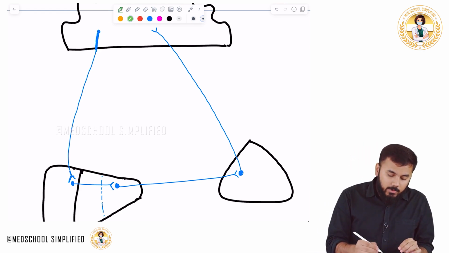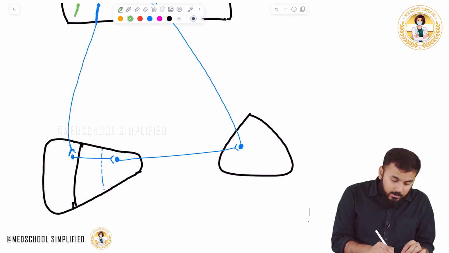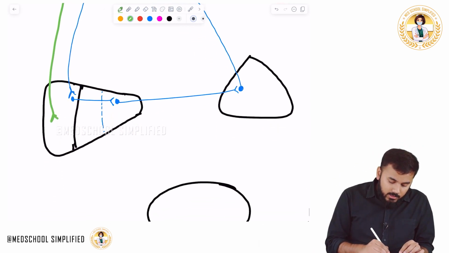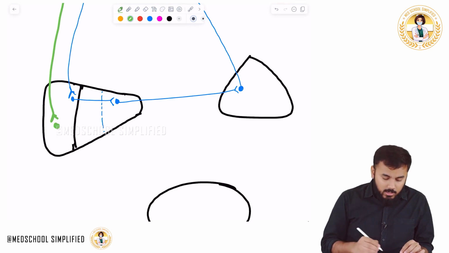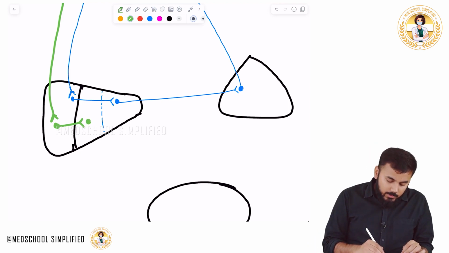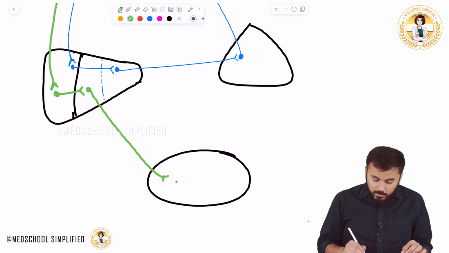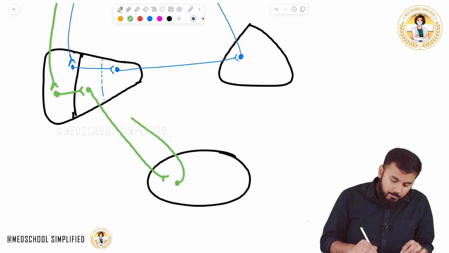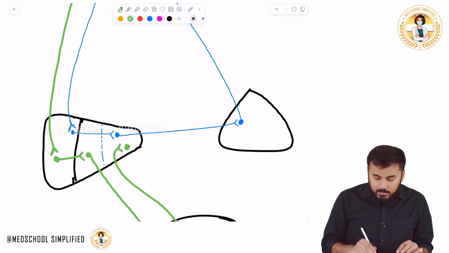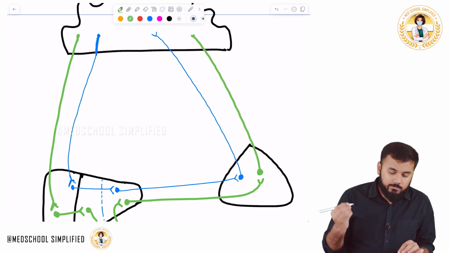Now coming to the indirect pathway. The indirect pathway starts all the way in the cortex, right? It is coming down all the way into your putamen like this. Now within the putamen, you have got another neuron. This neuron all the way goes into your globus pallidus externus. From the globus pallidus externus all the way down into your subthalamic nuclei. From the subthalamic nuclei all the way up where? Into your globus pallidus internus. From the globus pallidus internus all the way up into your thalamus, and finally from the thalamus up here.